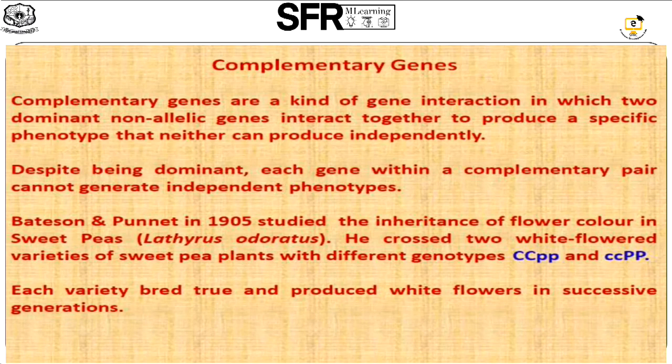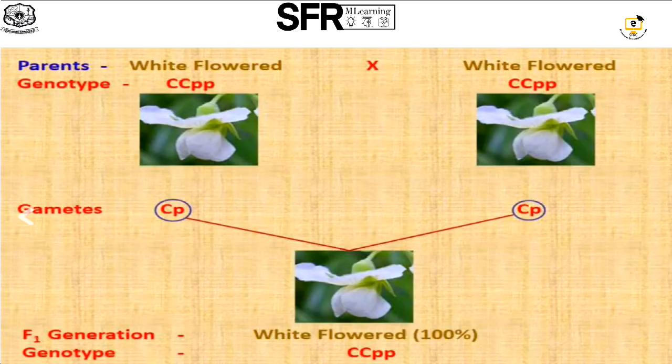Bateson and Punnett in 1905 studied the inheritance of flower color in sweet peas, Lathyrus odoratus. They crossed two white-flowered varieties of sweet pea plant with different genotypes, one with a dominant and a recessive gene and the other with a recessive and a dominant gene. Each variety bred true, producing white flowers in successive generations.